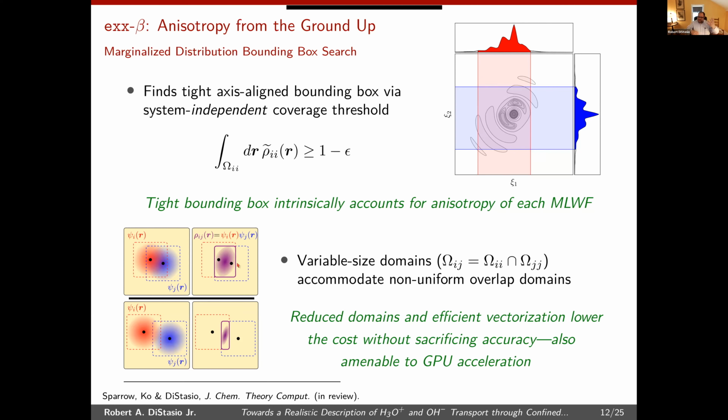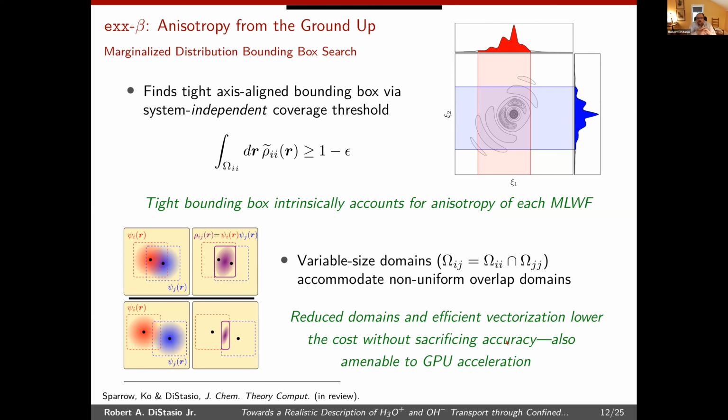So now, instead of having spherical domains that are fixed in size, we use variable size domains that accommodate their non-uniform overlaps. And this is great because it actually reduces the domain size overall, because most of your pairs are non-local and long-range pairs. And because it's non-spherical, it's very efficient for vectorization. And so you can lower the cost without sacrificing accuracy, and you're amenable to GPU acceleration.